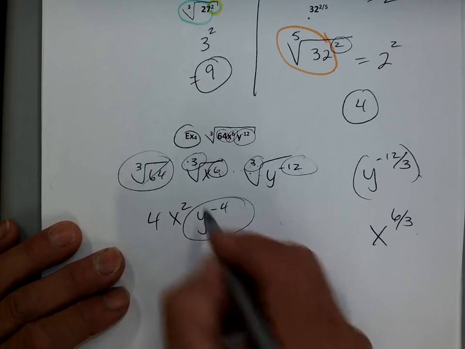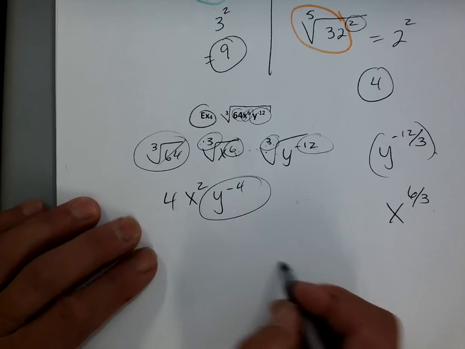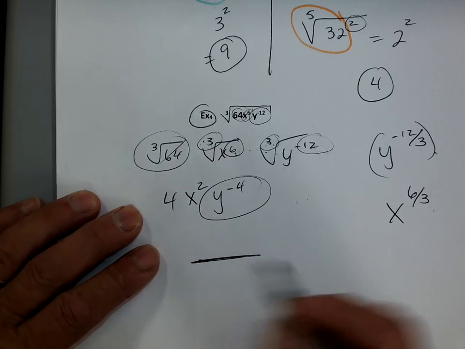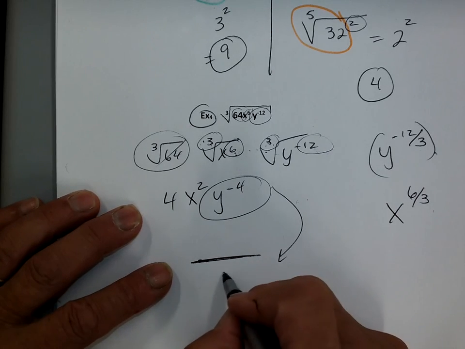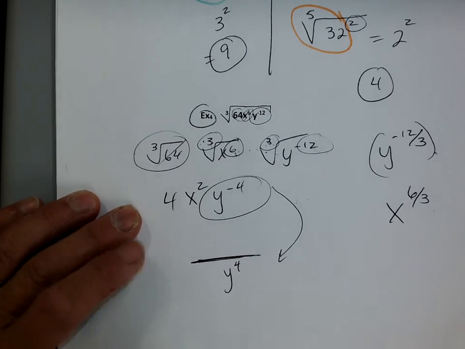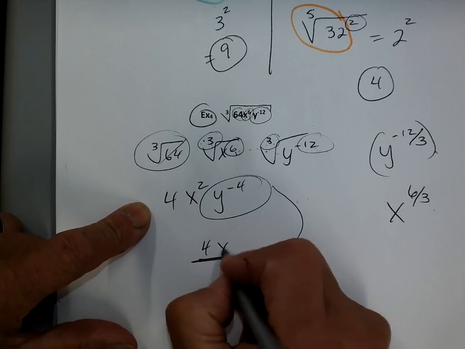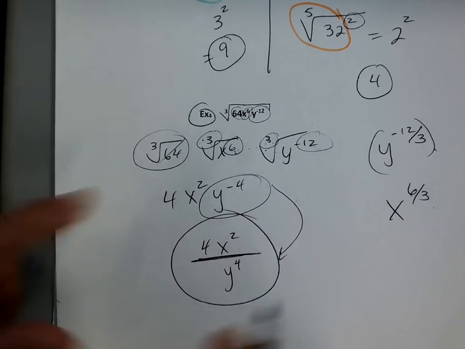So then, finally, I'm going to fix that. Whenever I see a negative exponent, I think fraction line, right? And I'm going to bring it down. I'll bring my y to the 4th down to make it a positive exponent. And then I'm going to keep my 4x squared above.